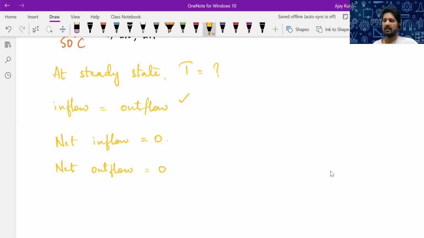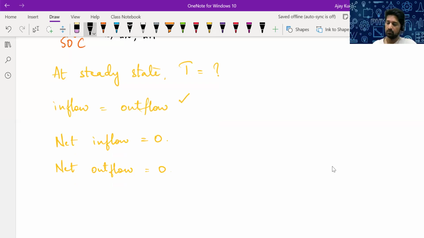Like recently in calorimetry, we solved some problems. We know that when objects of different temperatures are put together, heat lost by the hotter objects is equal to heat gained by the cooler ones. Now, if multiple objects are put together, we don't know which object is exactly going to gain heat and which object is exactly going to lose heat.